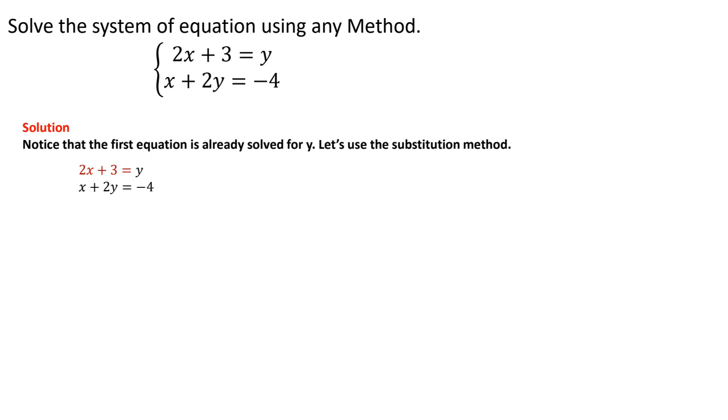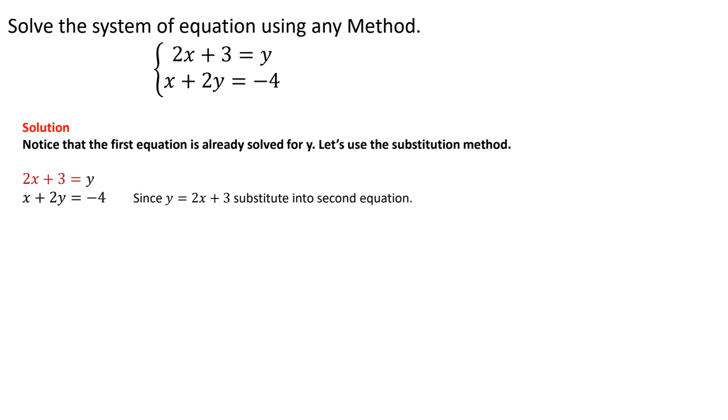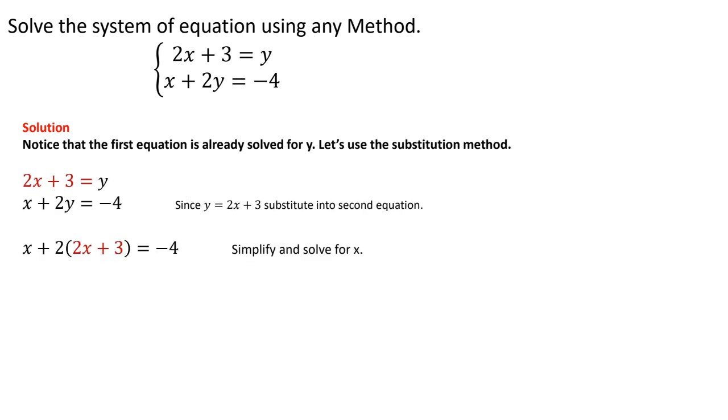And the reason why we want to use the substitution method is because the homework already did half of the work for us. They already solved for one of the variables. They solved for y here. So since they solved for y, let's go ahead and do substitution method. So what I'm going to do is everywhere I see y on the second equation, I'm going to replace it with 2x plus 3. So here we are. We have x plus 2 times 2x plus 3 is equal to negative 4.